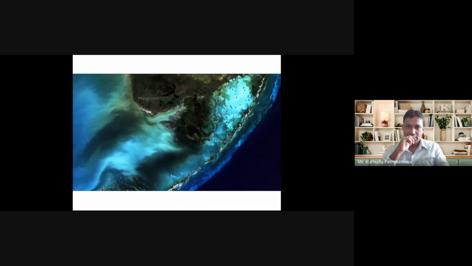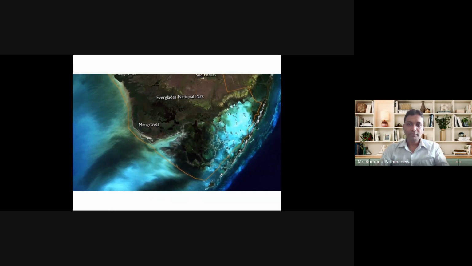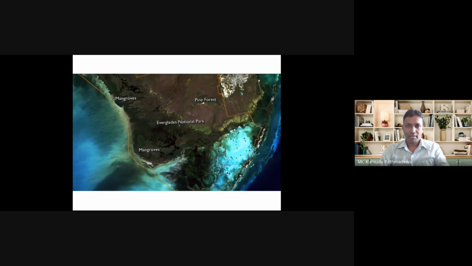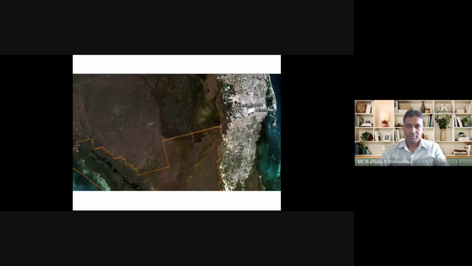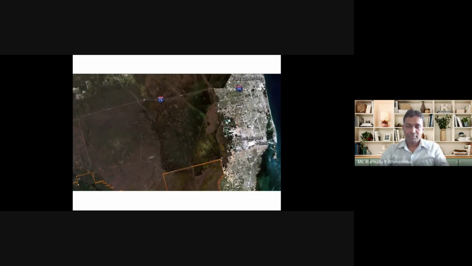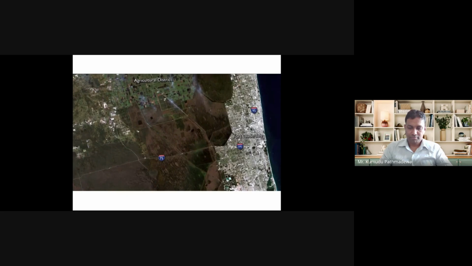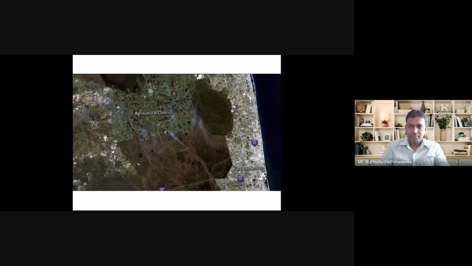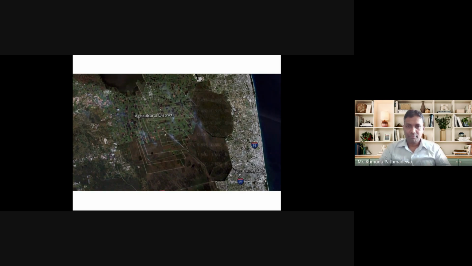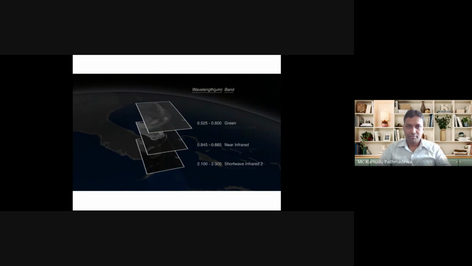What you're seeing now is a Landsat image of Florida, made with data from the blue, green, and red visible wavelengths. We call this a natural color image because it looks approximately like what we would see with our naked eye. We flew far above Florida. But we could choose data from other wavelengths and map them to blue, green, and red colors to highlight different features of the land surface.